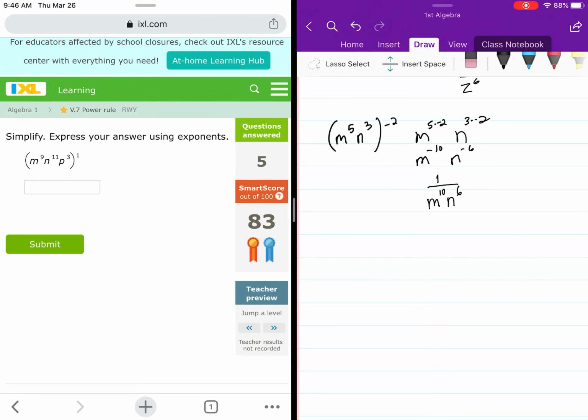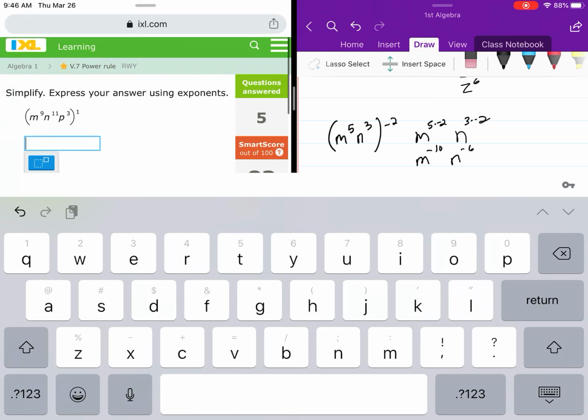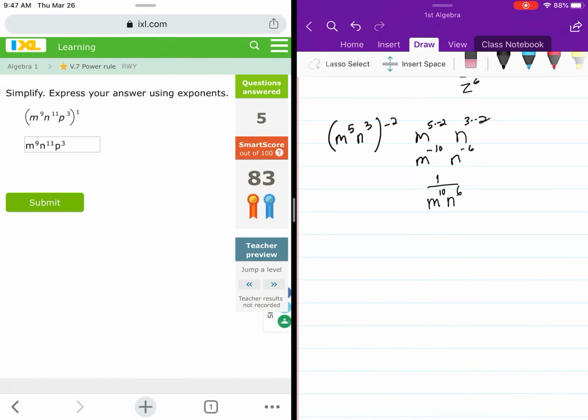Because this one is a 1, this is very simple. You times 1 will be the same number. So we pretty much have M and P with the same number. So M 9, P 3 exponent 3, and N exponent 11. So just type it in like it is.